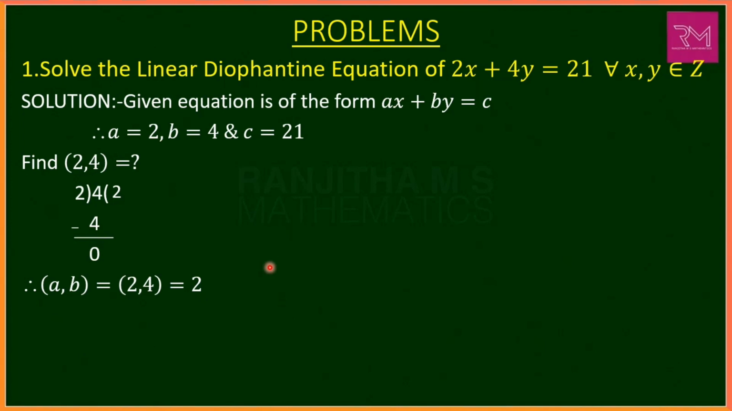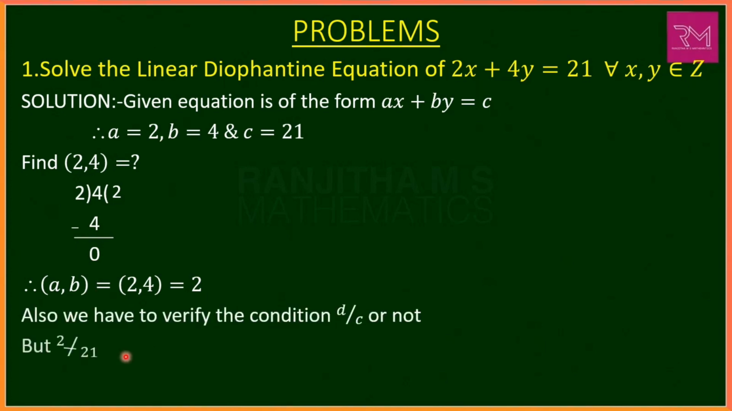After finding the GCD value, next we have to observe whether this GCD divides the value C. Clearly, 2 does not divide 21, because we cannot write 21 as 2 times some integer. So 2 does not divide 21. Since D does not divide C, we can conclude that the equation 2x plus 4y equals 21 has no solution.